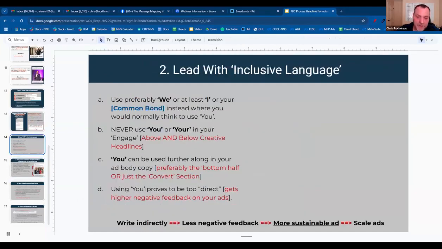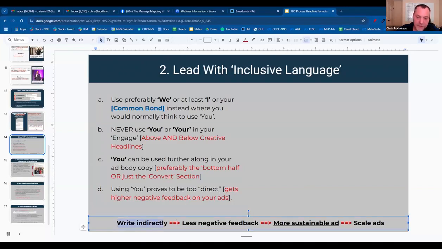Now, using you proves to be too direct. Okay. If you write indirectly, you get less negative feedback. You get a better sustainable ad that wins more auctions with higher scores because of the lack of negative feedback, and scale ads. Like, think about it this way.